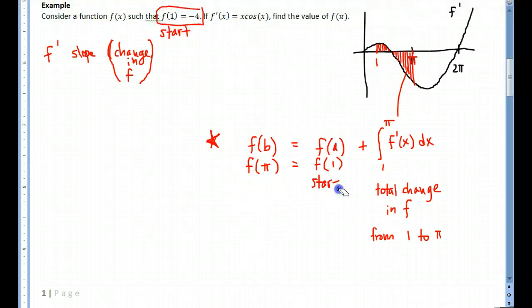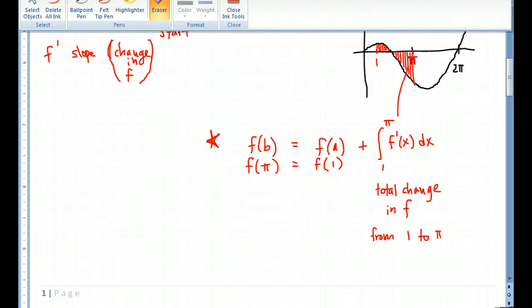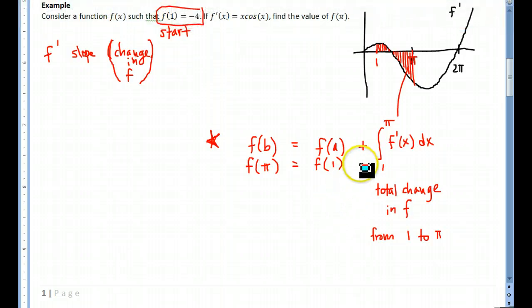Okay, let me erase this. I should have just moved it down. But what is f of 1? It's -4, so you're really starting at -4. And what's happening is we're going to add some change. F prime says that f changes, and after it changes for a period of time, from 1 to pi, you're going to end up at f of pi, which is what I'm trying to find.